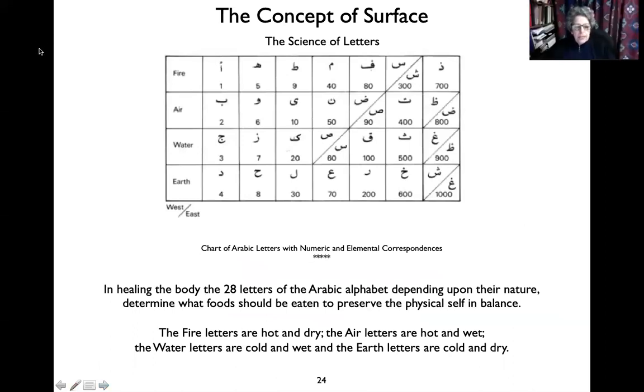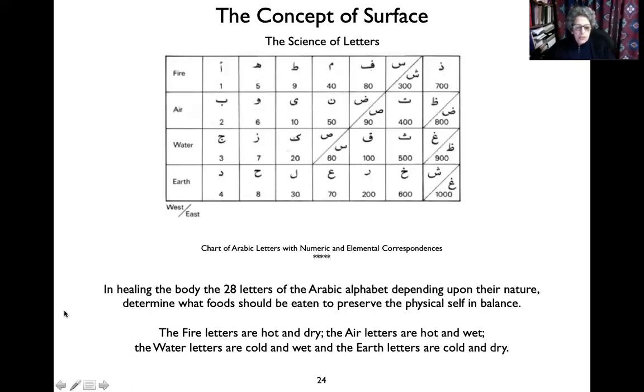So again, we've seen this concept of surface and the science of letters, where the 28 letters of the Arabic alphabet are divided into the elements of fire, air, water, and earth, and each one has a number, and this would be like abjad, havaz, it goes like this, whereas the circular one goes in a circle. So in healing the body, the 28 letters of the Arabic alphabet, depending upon their nature or natural quality, determine what food should be eaten to preserve the physical self in balance. The fire letters are hot and dry, the air letters are hot and wet, the water letters are cold and wet, and the earth letters are cold and dry, which we've already known and seen.